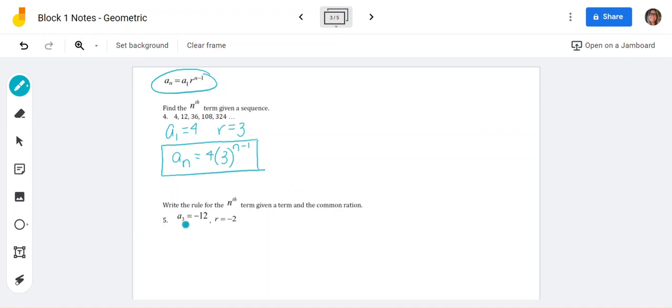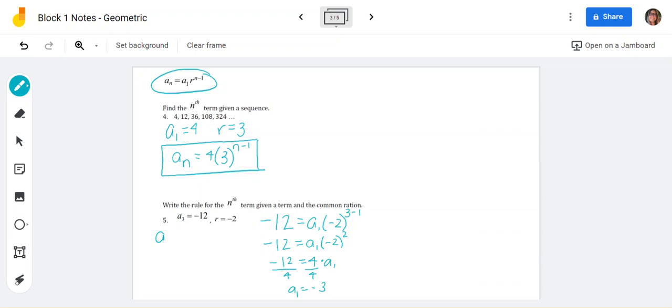In number 5, we're given the third term, not the first term. So we need to find the first term. We know the common ratio. We could plug in to the formula, so we could say -12 is a sub 1 times -2 to the 3 minus 1 power. -12 is a sub 1 times -2 squared, which is 4. Divide both sides by 4. We get a sub 1 is -3.